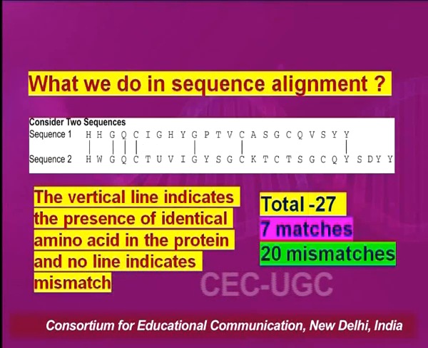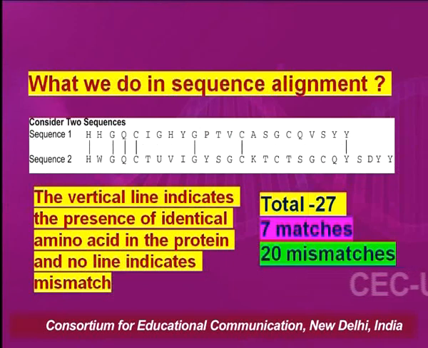Then what else we do is we count, meaning we want to give it a score in sequence alignment. In this case, we should know the total number of matches or the total number of mismatches. You can see here, I have put a vertical line where it is matching, and there are only 7 matches in this sequence and we have 20 mismatches, total 27 amino acids. So this is the first thing to understand, that we talk about matches and mismatches.